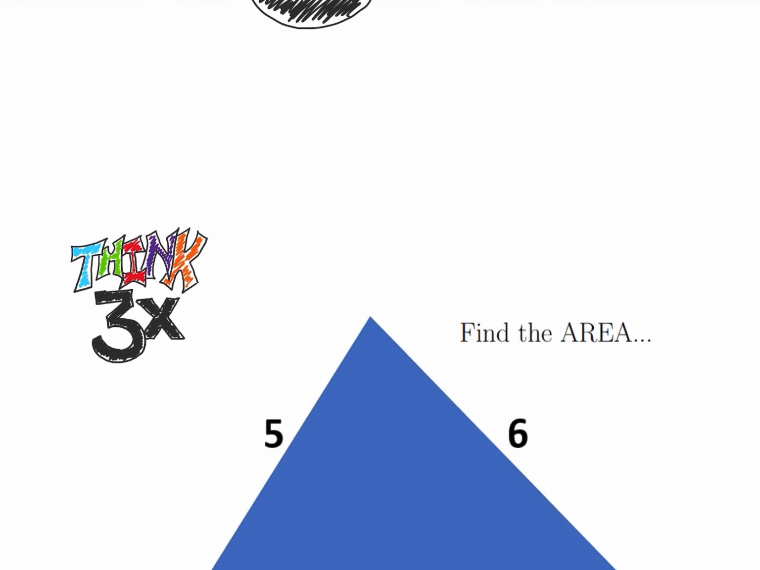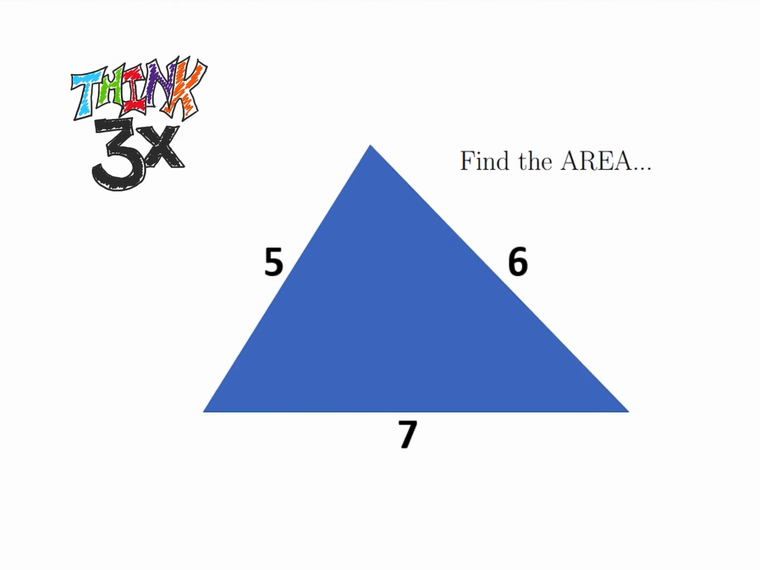We're going to go ahead and solve a fun little geometry problem. So we have a triangle with side lengths 5, 6, and 7, and we want to find the area of this triangle. If you'd like to give it a shot, go ahead and pause the video and try it out on your own. Otherwise, let's go ahead and jump into a solution.